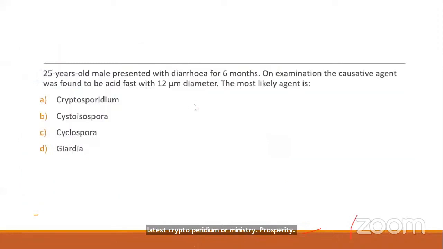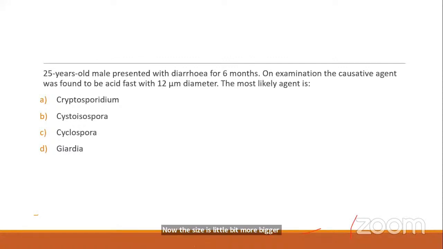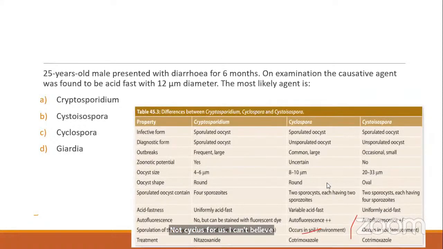Okay, so a 25-year-old male patient presented with diarrhea for 6 months, and it was found to be acid fast with 12 micrometer in diameter. Now the size is a little bit bigger. What would be the causative agent? Not Cyclospora. Cyclospora is bigger. It is Cystoisospora. You can learn this chart from your textbooks. Remember, there is presence of autofluorescence in case of Cyclospora and Cystoisospora.